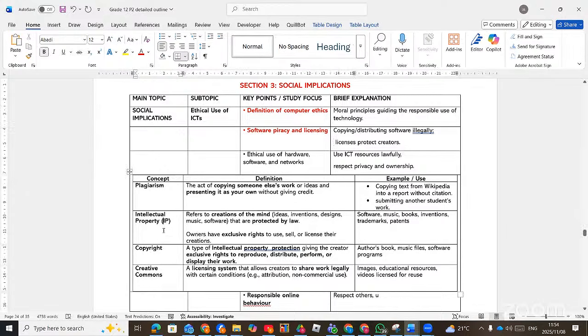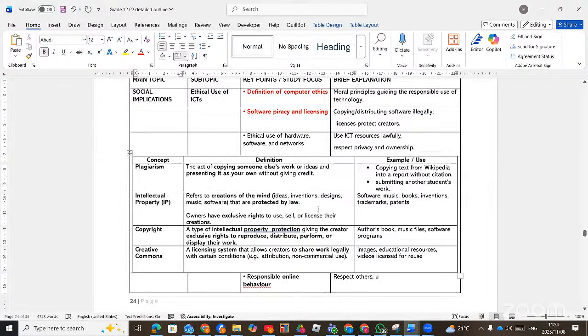Then IP, which stands for intellectual property, which refers to creations of the mind, like your own ideas or inventions or designs that are protected by law. So when you create something from your own ideas, you are being protected. We call it intellectual property. Owners have exclusive right to use, sell, and then license these creations. So whenever you do something that is original, like my YouTube channel and others, it should be protected, that is my own ideas. So the software, the music and books and other things, the trademarks, we call it intellectual property.